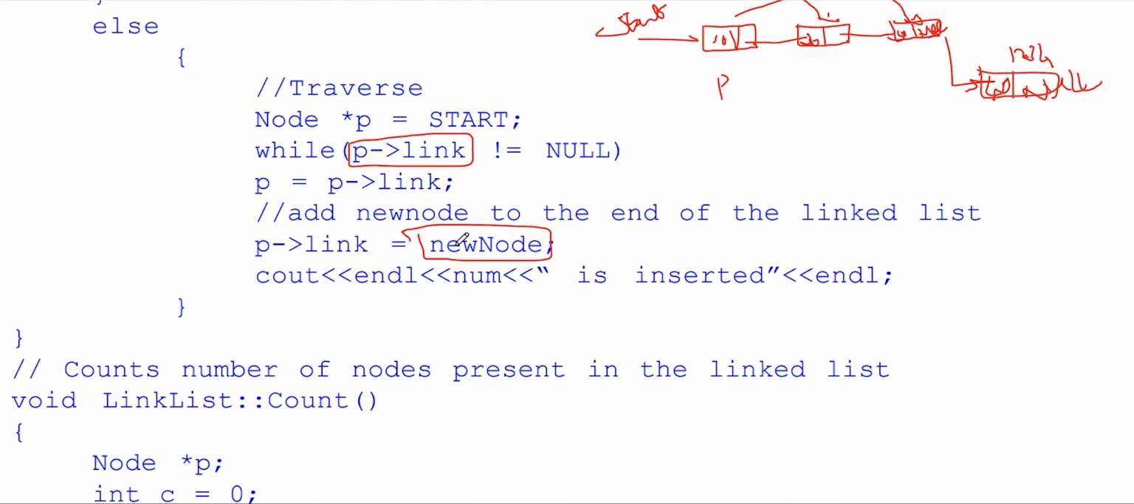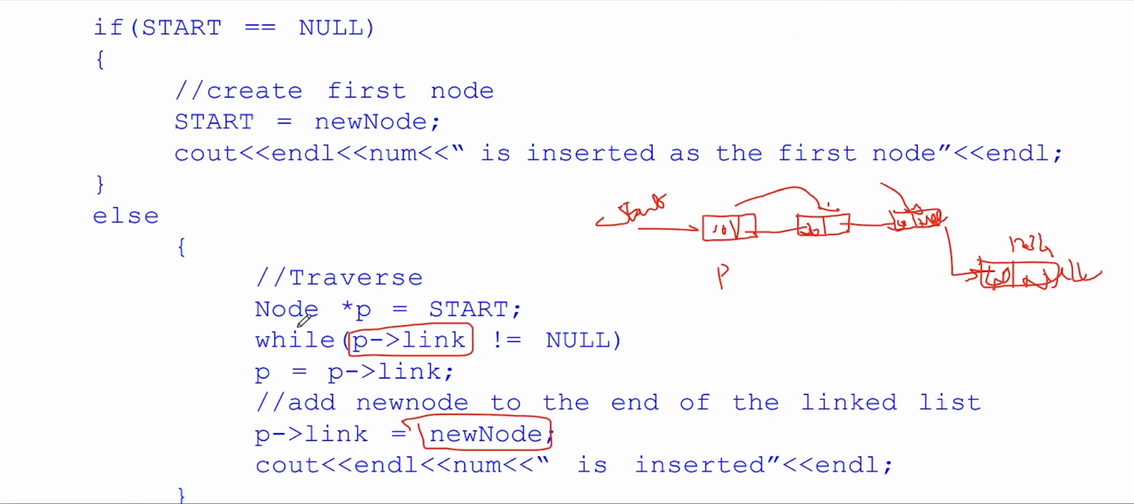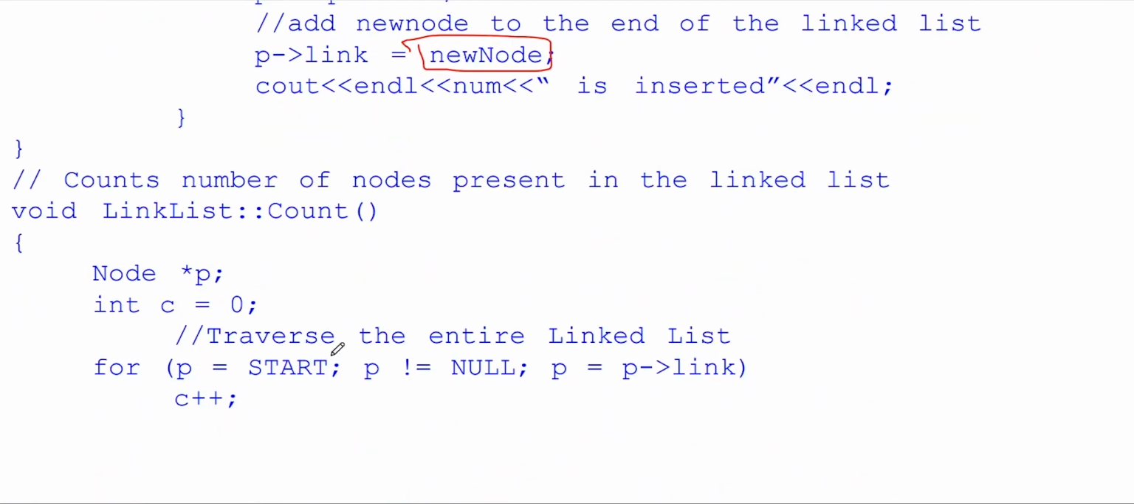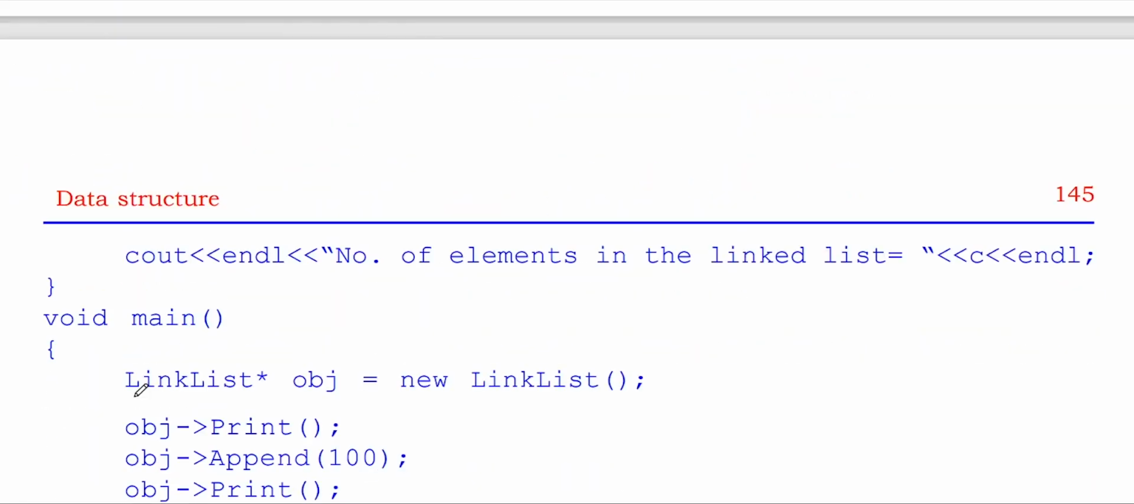And counting how many nodes there are means just traversing like this, increasing a counter every time, count++. So you can see here one more function, count. Traversing the pointer: p is equal to start, p not equal to null, p is equal to p.link, and count++. This is very simple. First node not equal to null, again it gets updated. Same thing. So see, it's not difficult at all.